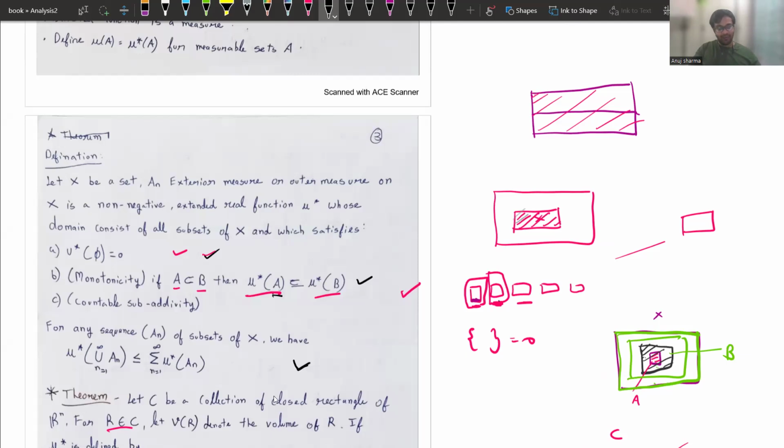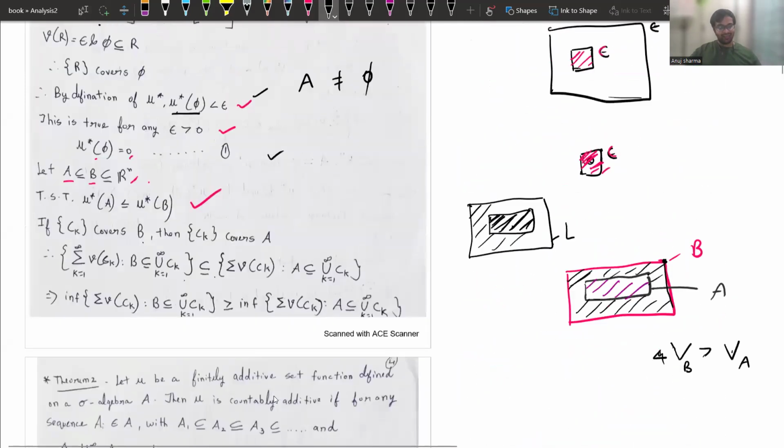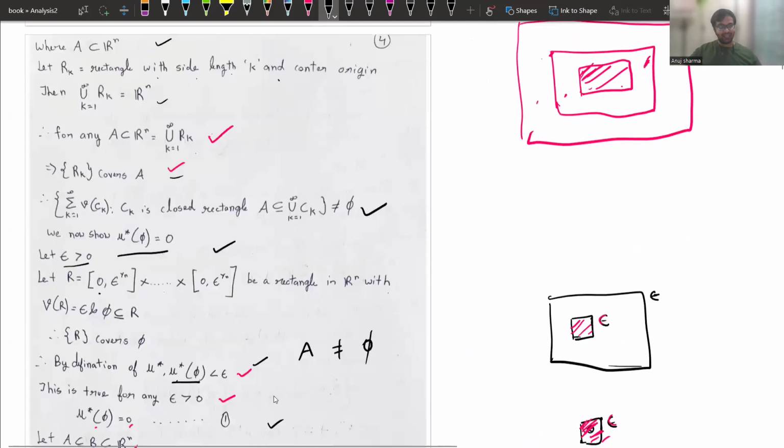Now let's do the most interesting part, that is, the measure of the union of An is less than or equal to the summation of the measures of An. I explained this to you earlier as well. We have to prove this here. So it's very simple.